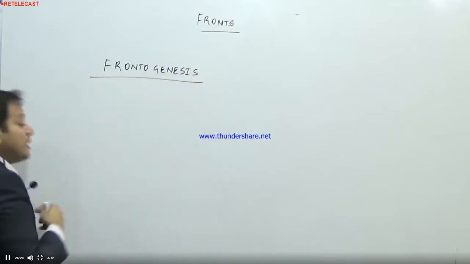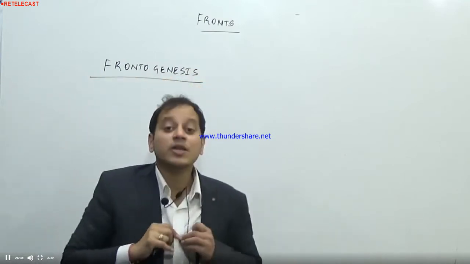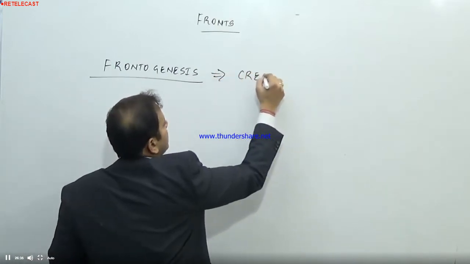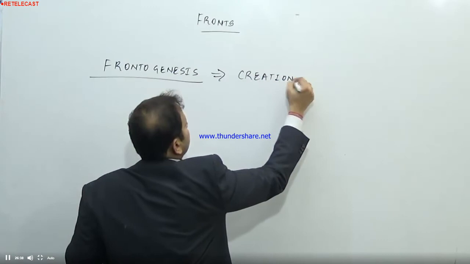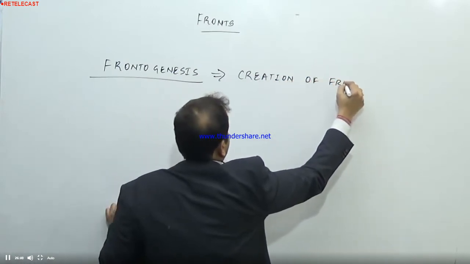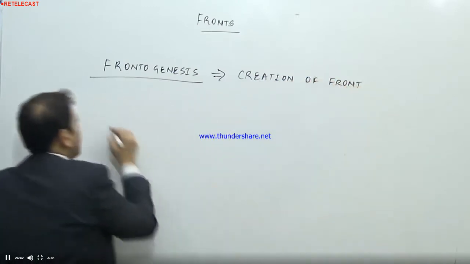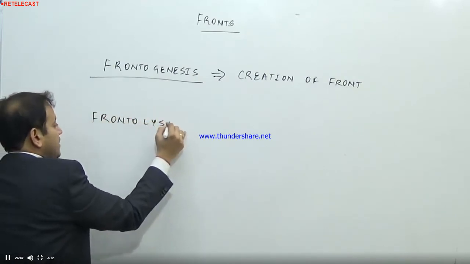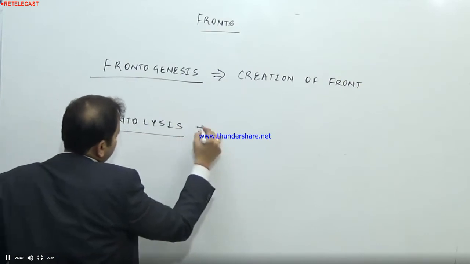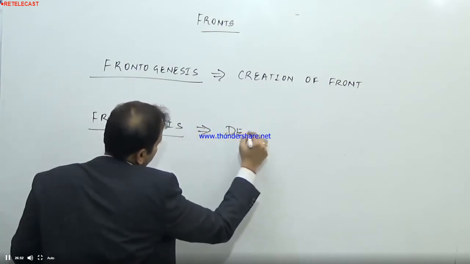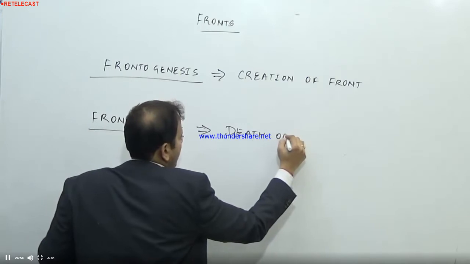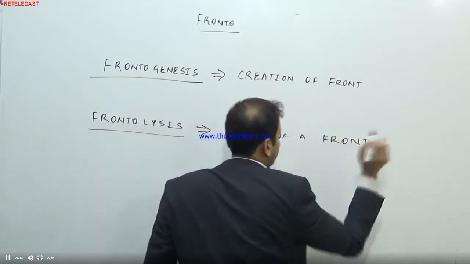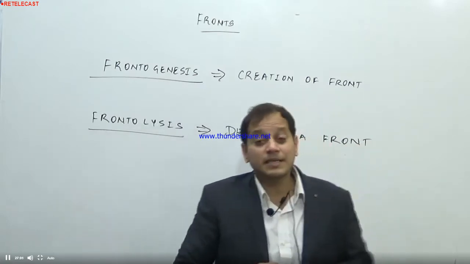There is a term. What do you mean by genesis? Genesis is the creation of something. So frontogenesis is the birth or creation of a front. While frontolysis, lysis means death of something. Frontolysis is associated with the death of a front.